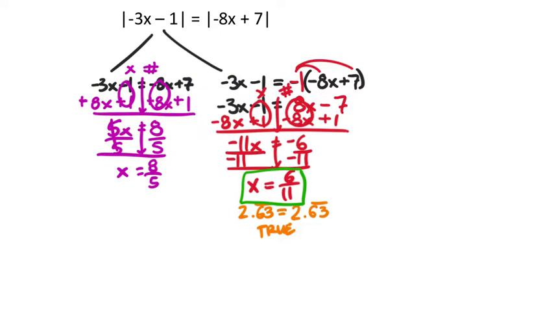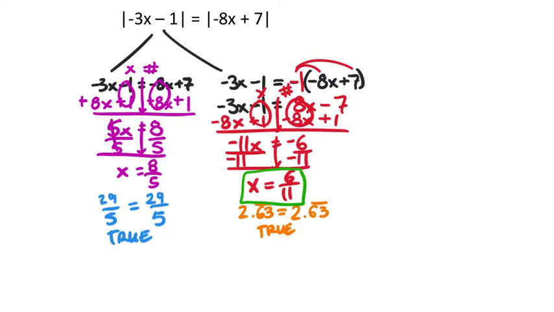But again, let's go back up to the top and let's replace this x with 8/5. Okay, so I got negative 3 times 8/5 minus 1, enter. And my calculator gives me the fraction negative 29/5. Okay, now does it? That's the left side. The absolute value that would have been positive. Now negative 8 times 8/5 plus 7, and that's negative 29/5 as well. But again, the absolute value that would have been 29/5. So this also is a true statement.